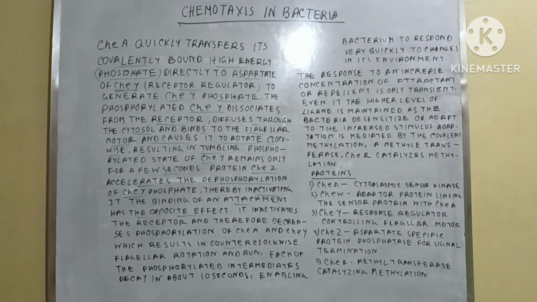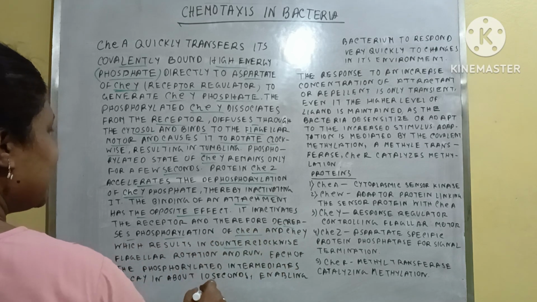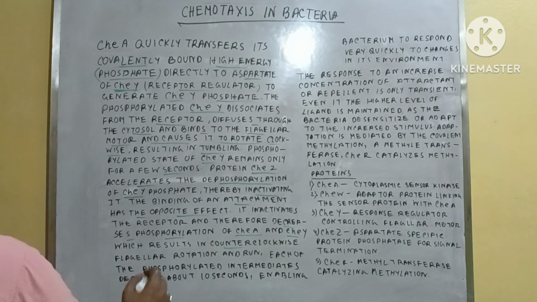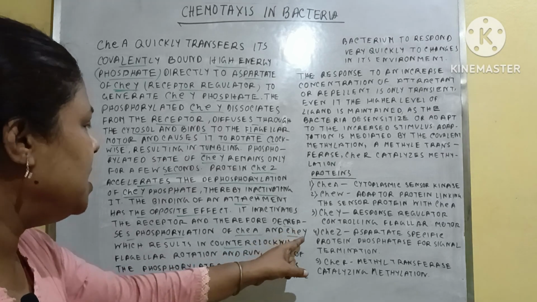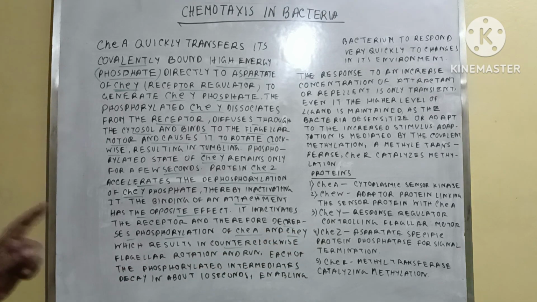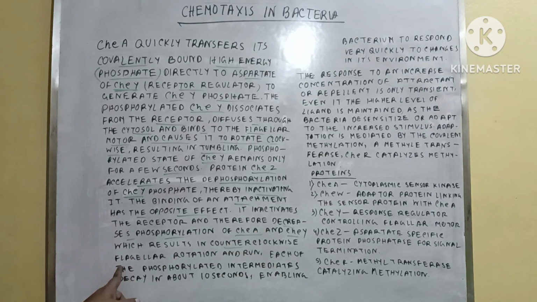Flagellar counterclockwise rotation. Here the receptor is inactivated, and therefore phosphorylation of CHEA and CHEY decreases, which results in counterclockwise flagellar rotation. So when dephosphorylation of CHEY is occurring, that helps in the counterclockwise rotation of the flagella, and due to this the forward movement is seen.